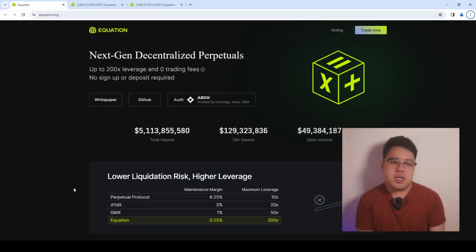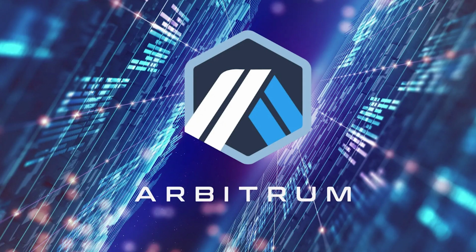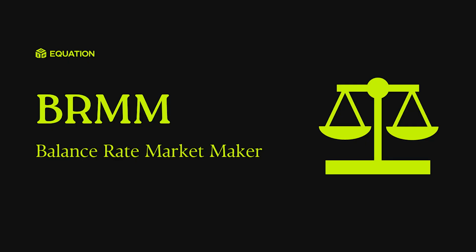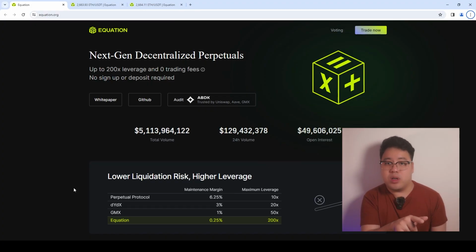Okay, so this is Equation. Equation is a decentralized perpetual protocol, as you can see here, with up to 200x leverage and zero trading fees. I think this is the most important one. And just a little bit of background here: Equation has been built in the Arbitrum ecosystem for 2 months already, which I think is quite stable for now, and they use the BRMM model based on the liquidity pool balance rate mechanism. The total contract transaction volume is more than $20 billion already. So of course, like I mentioned just now, with zero trading fees, right?